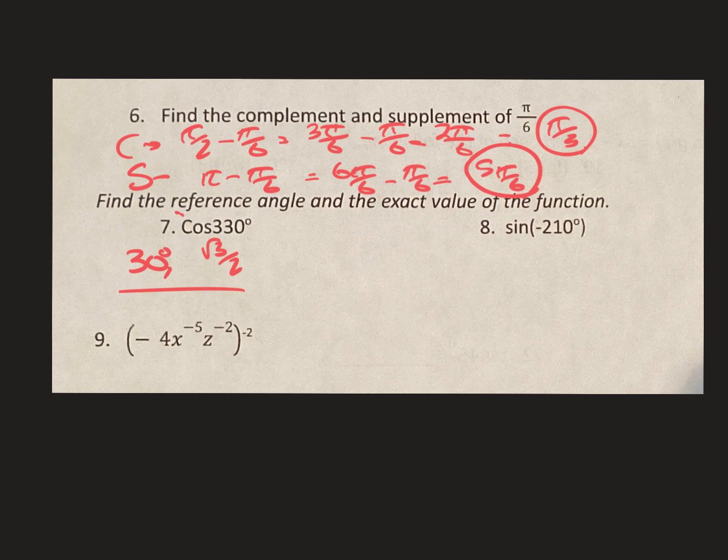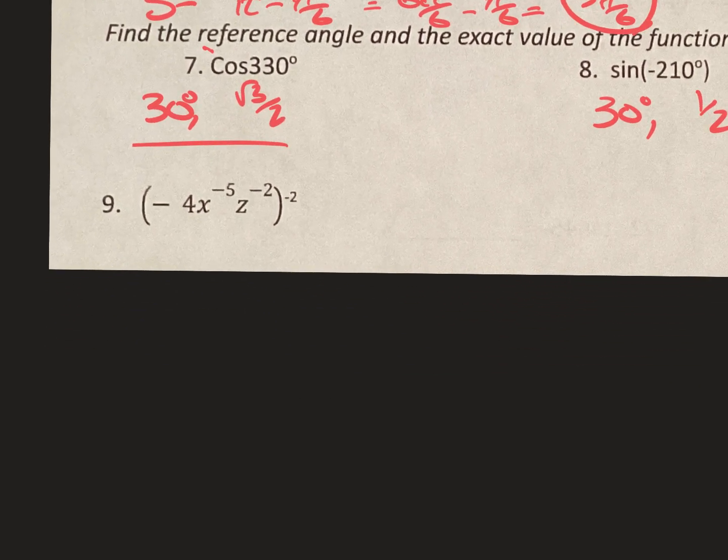Number 8, same deal. The reference angle is again 30 degrees because negative 210 is 30 degrees away from 180. And so I'm really thinking about what's sine 30. Okay, so the finger thing or whatever you want to do, sine 30 is 1/2. But negative 210 is in quadrant 2. Quadrant 2 is also positive for y, so we're good. It stays positive.